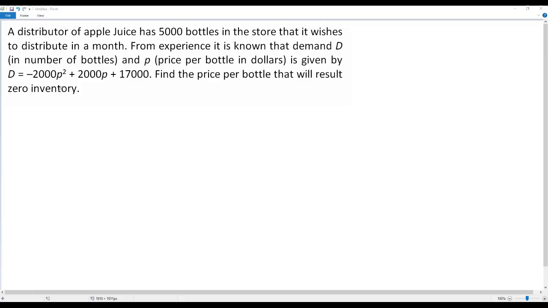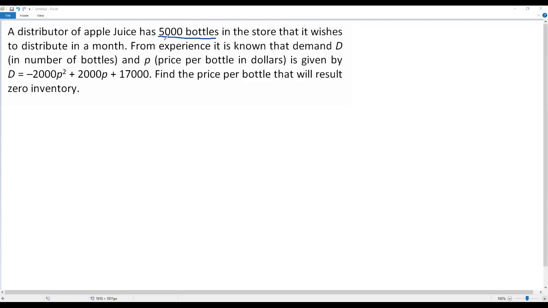First, let's understand what is inventory. Inventory refers to amount of goods in stock. In this case, 5,000 bottles, because the distributor has 5,000 bottles in the store. So this is the inventory, and we have to find the price per bottle. That is P. We have to find the value of P that will result in zero inventory. So zero inventory means all the 5,000 bottles have to be sold. If all the 5,000 bottles are sold, then the inventory becomes zero.